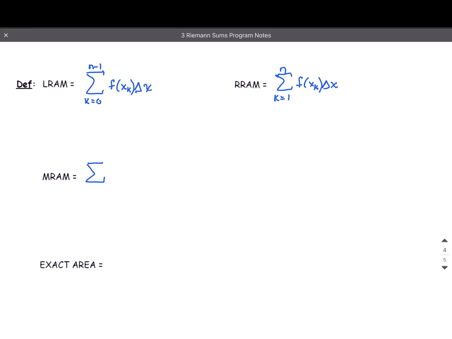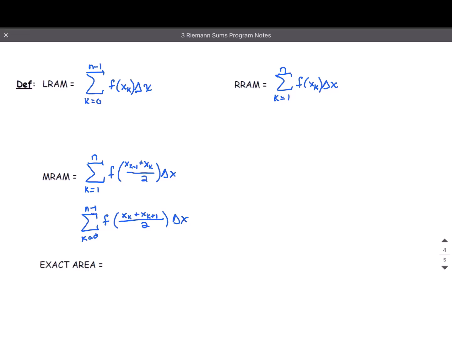MRAM, we're going to sum up all of, now the way I'm going to write it, I'm going to have the k's go from 1 to n. It's delta x is the base again, times now the height is, we have to find the midpoint, so we have to use x sub k minus 1, since I let k start at 1, plus x sub k all over 2. Now, if k started at 0, and we went to n minus 1, then this would be f of x sub k plus x sub k plus 1 over 2 delta x. They're the same thing. It doesn't matter.